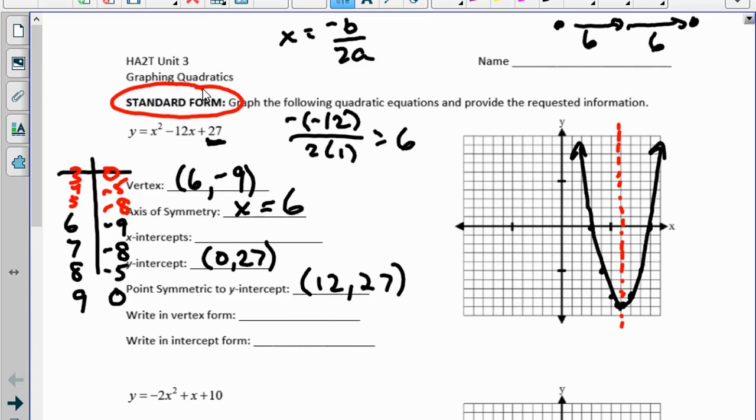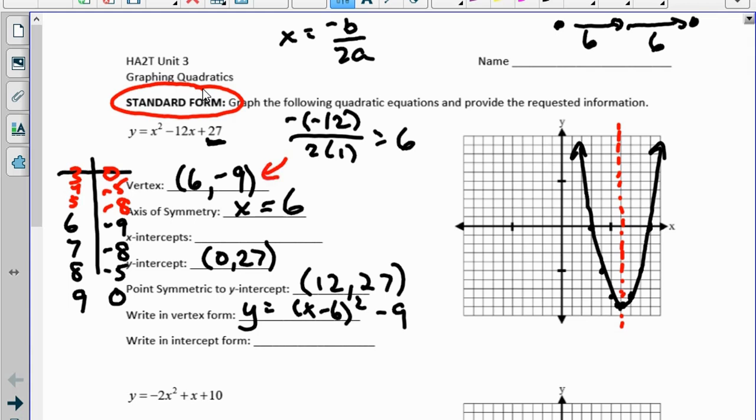So if we write this in vertex form, we know what the vertex is. The vertex is 6, negative 9, and the a value is 1. So we can say y equals a, which is 1, times x minus 6 squared minus 9. We get that from the vertex.